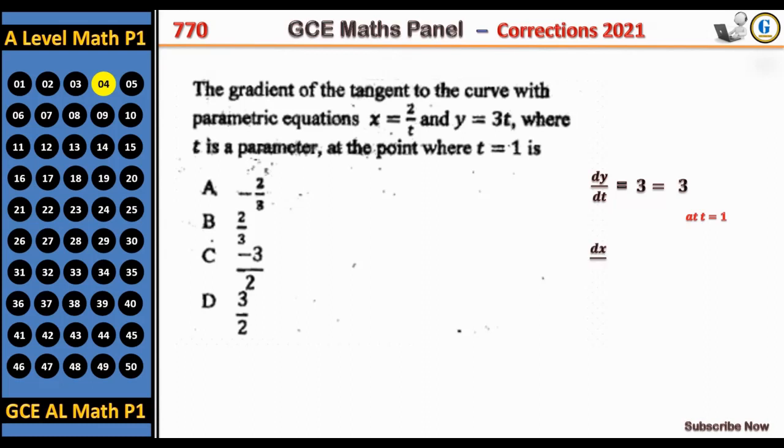Equally, dx/dt is equal to minus 2 on t squared. And at t equals 1, the value is equal to this minus 2 here. Therefore, our dy/dx, which is dy/dt times dt/dx, will be equal to minus 3 on 2. Normally, you can do the equation completely. You look for dy/dx completely before you substitute this value, but you can still have the result like this. The result will be the same.